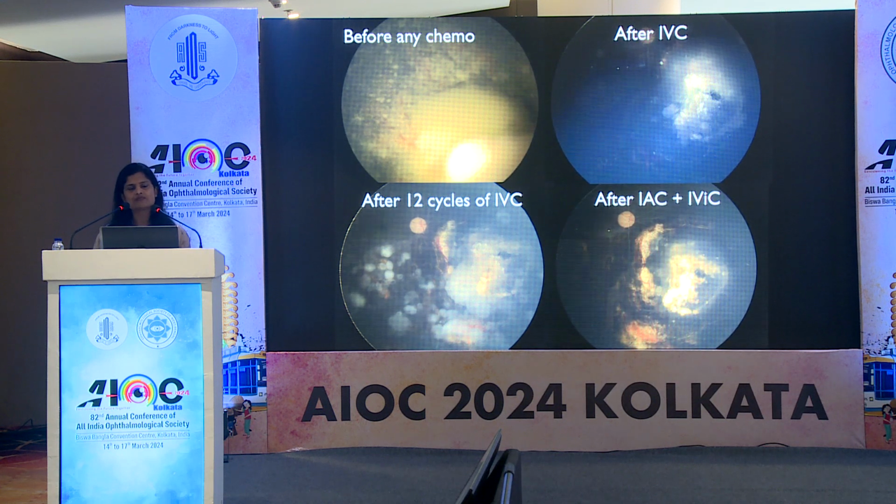So you definitely have to combine with targeted chemotherapy. Here we've used two forms of targeted chemotherapy, that is intra-arterial chemotherapy in combination with intravitreal chemotherapy as well. And now this child has completed almost 6 to 7 years of follow-up and is still keeping the eye.